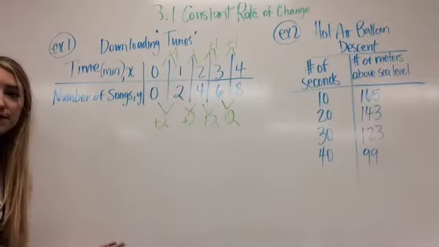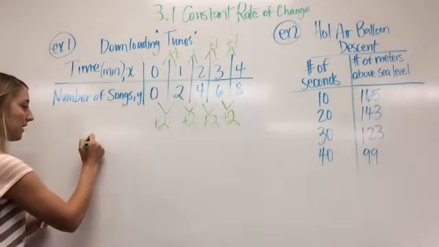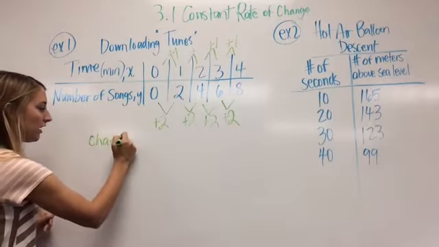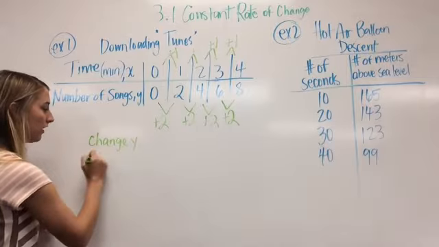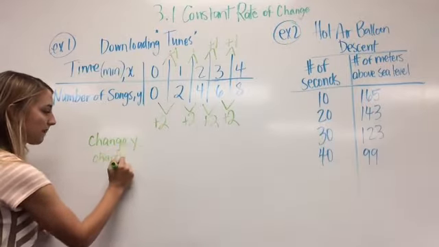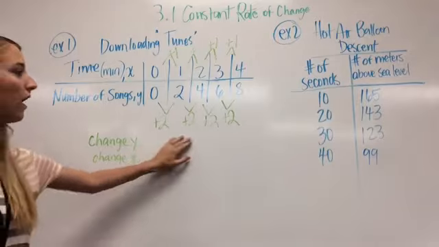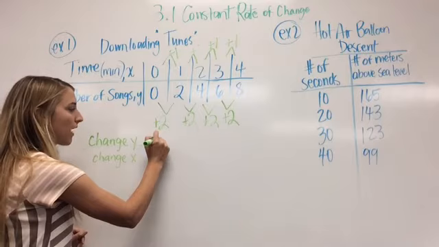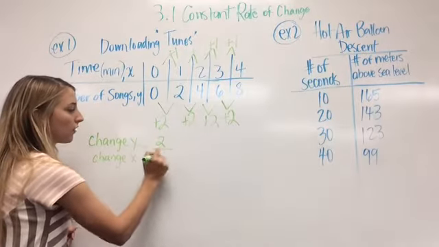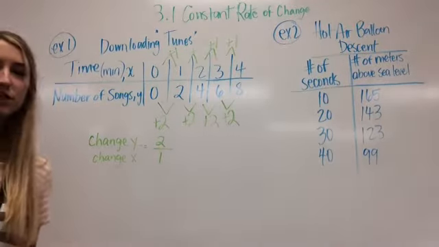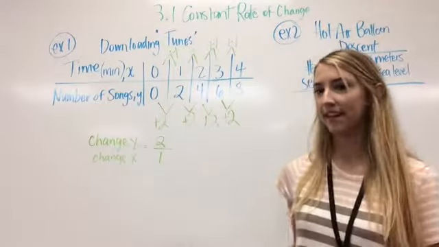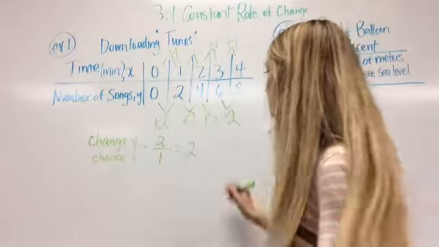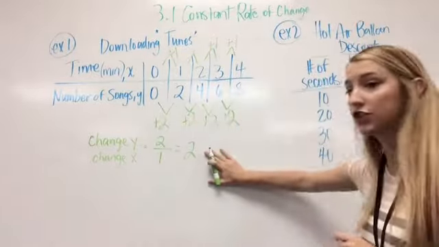So what I'm going to use now to talk about the constant rate of change is the change in Y over the change in X. Well, since all of our Y's are the same and all of our X's are the same, I can just write 2 over 1. Can we reduce that at all? Yes. We can reduce that to 2. So our constant rate of change is 2.